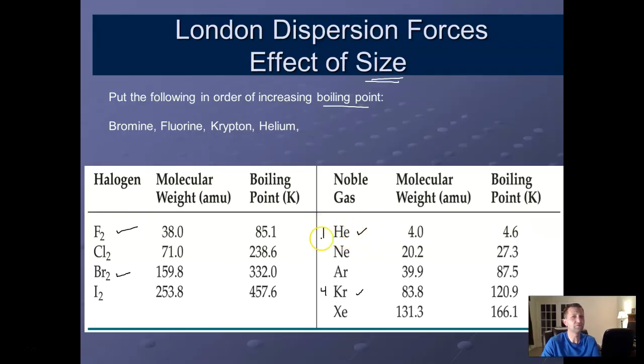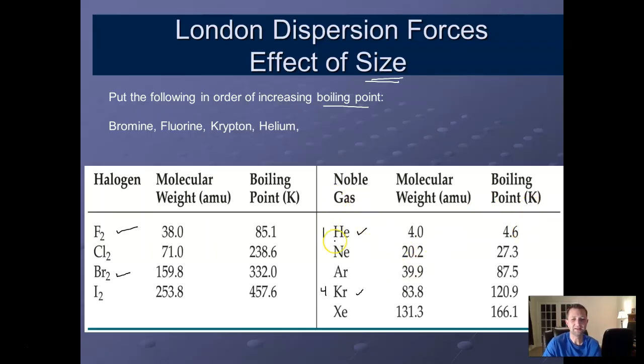Helium is really, really small. Look, it only has electrons in level 1. It's only 2 electrons. So I already mentioned this: the polarizability of helium is super low. So really low boiling point, like 4.6 Kelvin, super low.